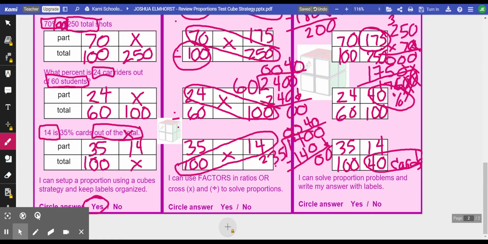So the last thing down below, I can use factors or cross products to solve. The goal of this activity is, once we're done, yes, we can use factors and cross products. And then once we are done, can you label your information? And yes, as you've labeled everything over here, you can label your answer. And then we can solve proportion problems by setting them up, using a strategy, and then labeling our answer.